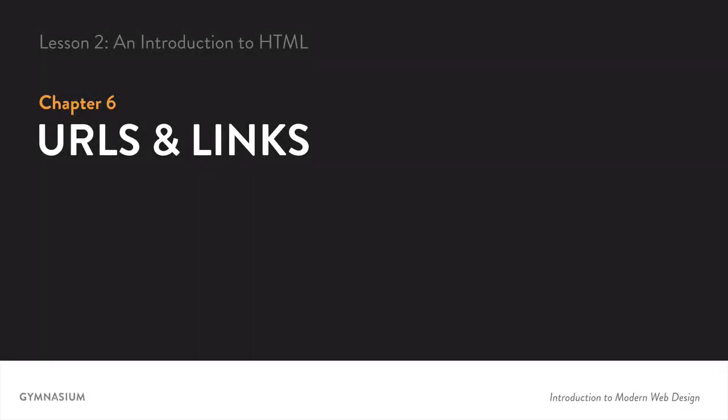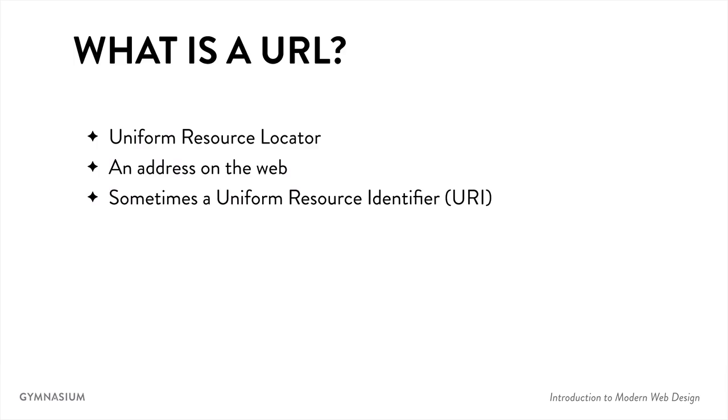Welcome back. In this chapter, we're going to talk about URLs and links. So, first of all, what is a URL? A URL is a Uniform Resource Locator. In other words, it's an address on the web. Sometimes you'll hear them referred to as Uniform Resource Identifiers, but most often you'll hear URL for Uniform Resource Locator. In other words, it's where documents live.